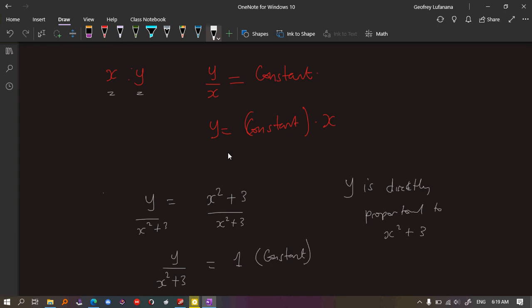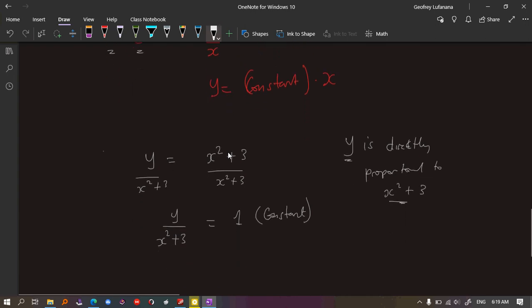Unlike here, where we had only single letters like x and y, here we have expressions, y and x squared plus 3. In this case, y is not directly proportional to x, but it is directly proportional to x squared plus 3. What is the skill and aim here? You make sure that you divide variables so that on one side they are equal to 1.